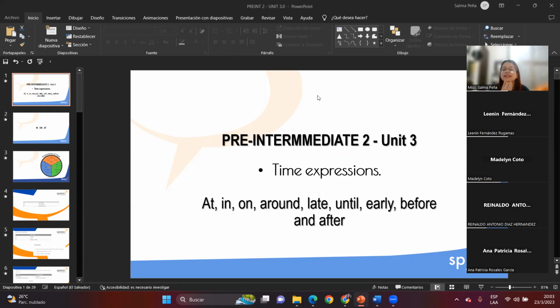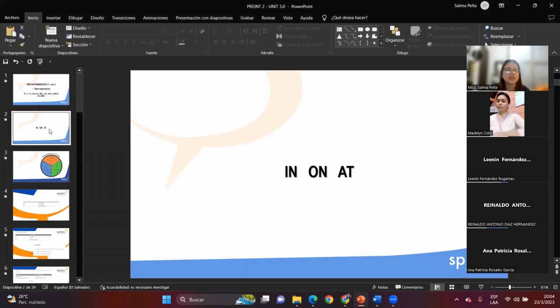We're going to focus on time expressions. We're going to have at, on, in, around, late, until, early, before, and after. And I brought exercises, well, a lot of examples to show you how to use them. Then we're going to have a practice, and if we still have time, we're going to have an activity using these expressions. So try to pay attention since the beginning. Do not get lost with the use of them. They are not complicated, but sometimes we tend to confuse them, most of the time in and on, because when you translate them, they have the same meaning in Spanish. But in English, they are not the same.